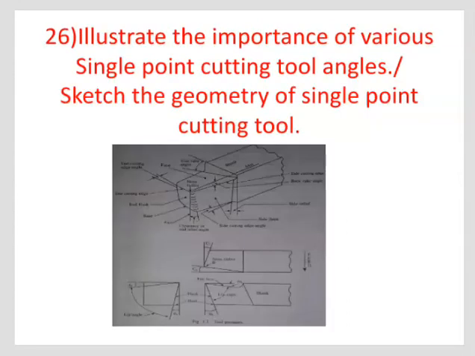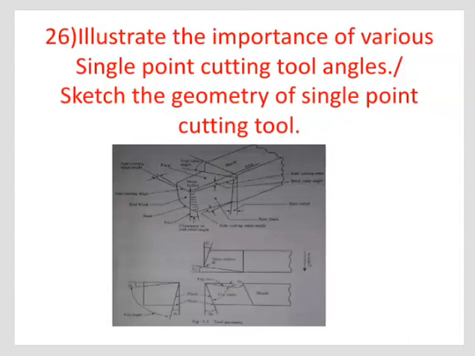The last question is, illustrate the importance of various single point cutting tool angles. And another question is, sketch the geometry of single point cutting tool. Here the sketch of the geometry of single point cutting tool is shown in the slide. Here the various tool angles are, first one is side cutting edge angle. It is also known as lead angle, and it is an angle between the side cutting edge and the side of the tool shank.